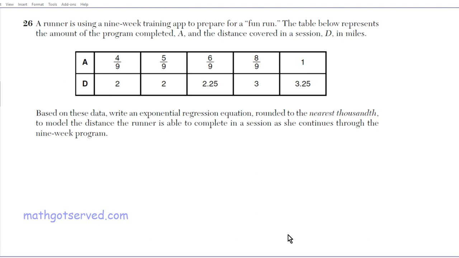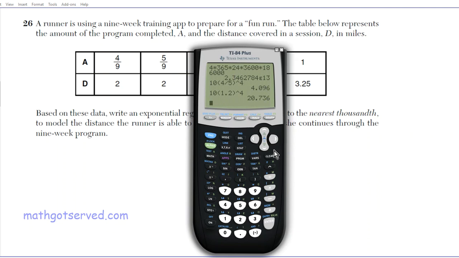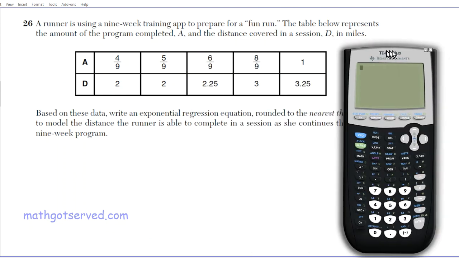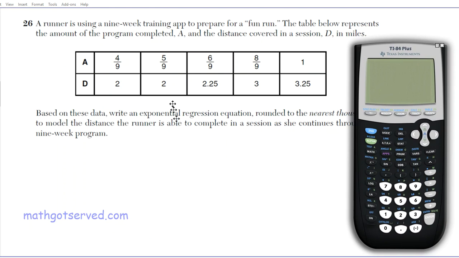Based on these data, write an exponential regression equation rounded to the nearest thousandth to model the distance the runner is able to complete in a session as she continues through the 9-week program. Okay, so to generate an exponential regression equation, we're going to be making use of our calculators. What we'll do is enter this information into the list in the calculator and then use the exponential regression function to generate the A and B values that we're going to input into our exponential regression equation.